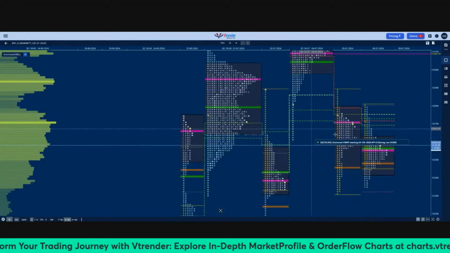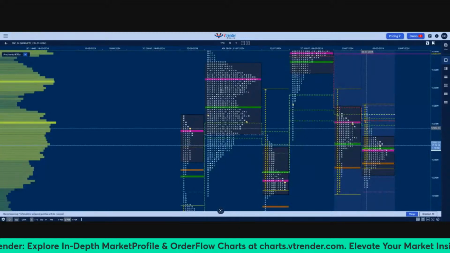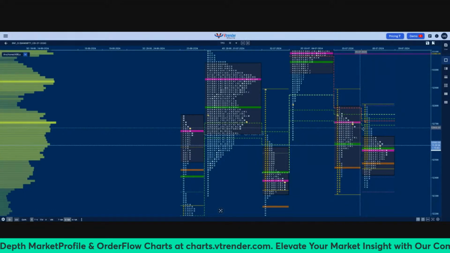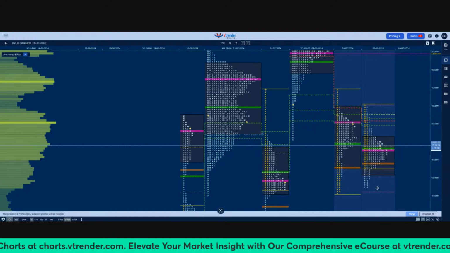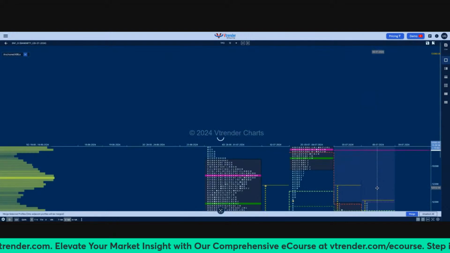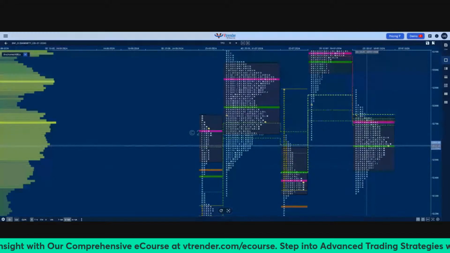And today we have formed an inside bar both in terms of range and value. So we can make a composite of these 2 days and have that as a reference for tomorrow's play.